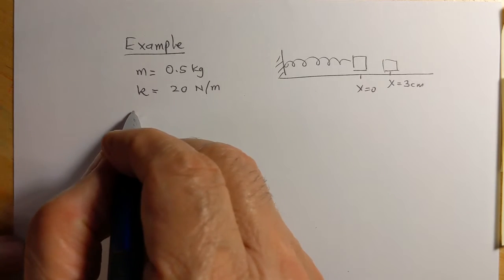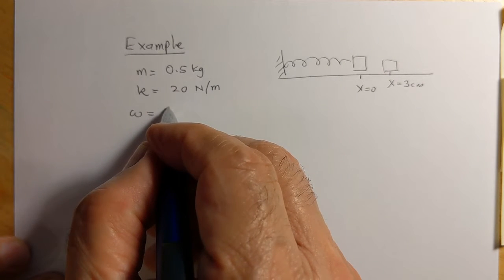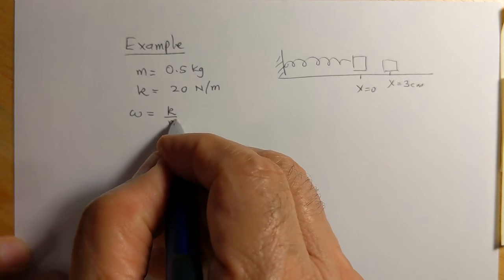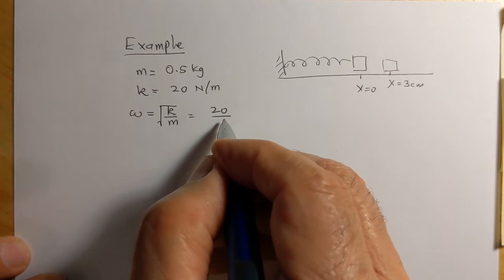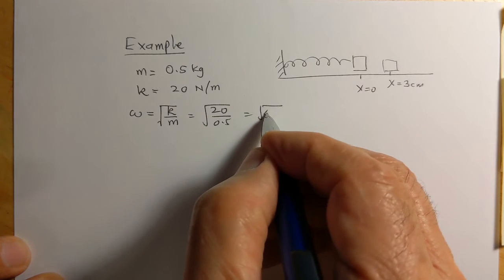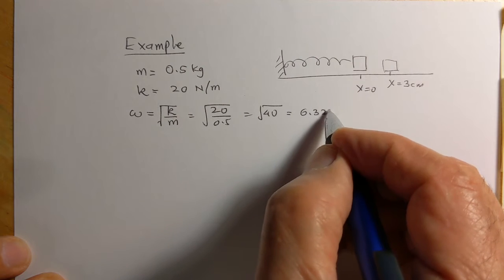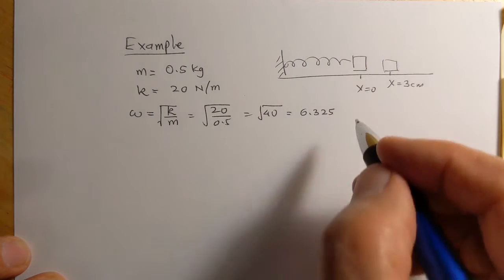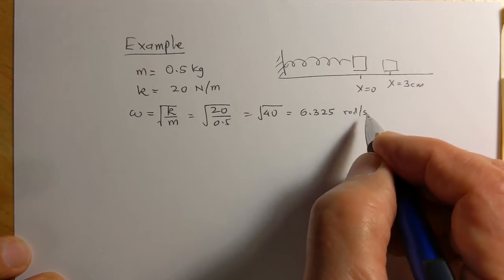So in order to solve it, the first thing we do is we say omega, which is the square root of k over m, would be 20 over 0.5, which is the square root of 40, which we can write as 6.325. So that's the value of omega, which would be in radians per second.